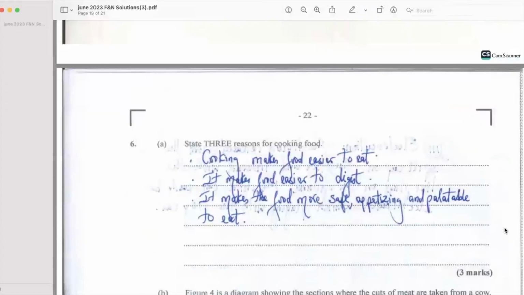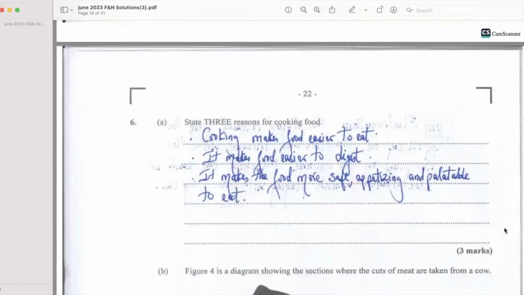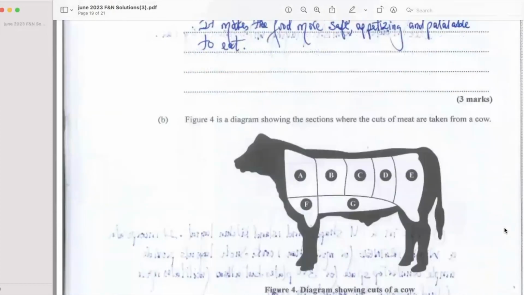All right, state 3 reasons for cooking food. This is easy. 3 reasons for cooking food. Why do you cook food? Cooking makes food easier to eat, makes it easier to digest. It is more appetizing. You kill the bacteria, and the list goes on. Easy question.